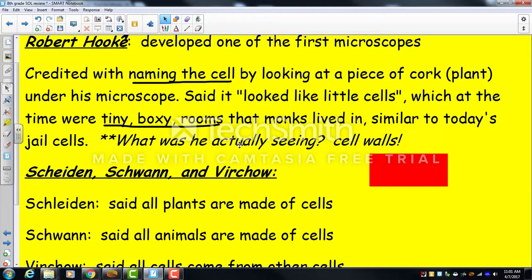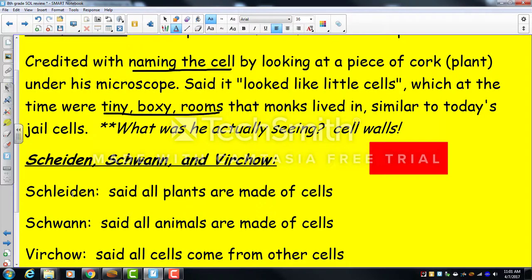Now, fast forward to 200 years later, in the 1800s, we have three scientists, Schleiden, Schwann, and Virchow. It's like the Germans. You have to say their names with a really thick German accent. It just makes it more fun. So Schleiden was a botanist, which is a scientist that studies plants. And one day he was like, oh, all plants are made of cells.